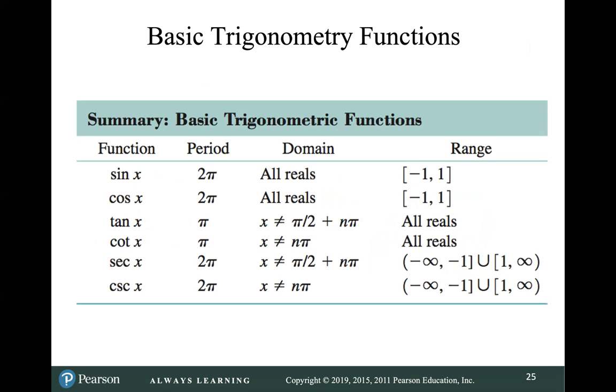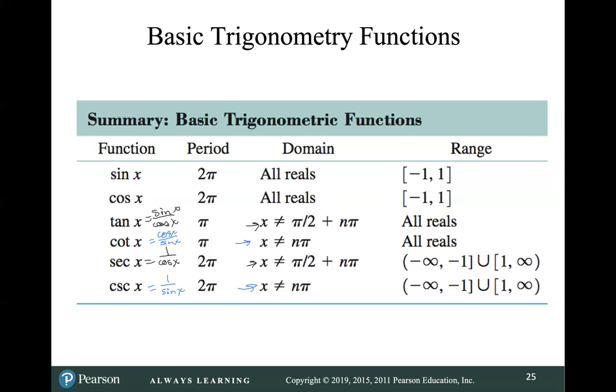Tangent and secant both have, let me write our fractions here. This is sine over cosine. Secant is 1 over cosine. So they have the same asymptotes because they both have cosine in the denominator, and that's why they have the same domains. And then cotangent, which is cosine over sine, and cosecant, which is 1 over sine, have the same denominator, and that is why they have the same domain. They have the same asymptotes of when sine is 0.